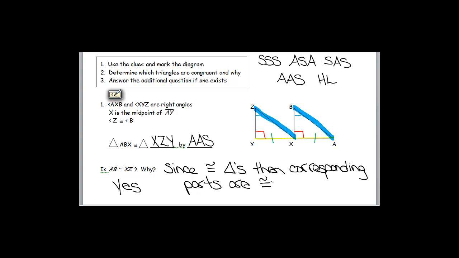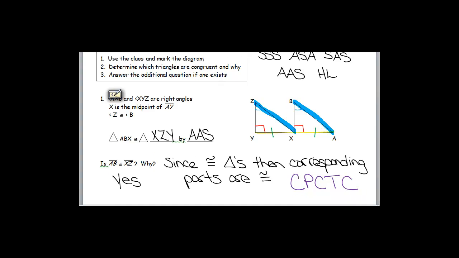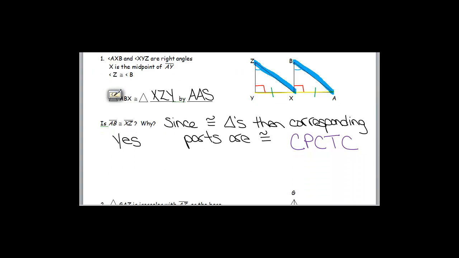I know that gets a little time consuming to write every single time, so in lieu of that, we're going to use the acronym CPCTC, which stands for the corresponding parts of the congruent triangles are congruent. So it definitely makes things a little bit easier and a little bit shorter. So that was problem number 1. Let's move on to problem number 2.